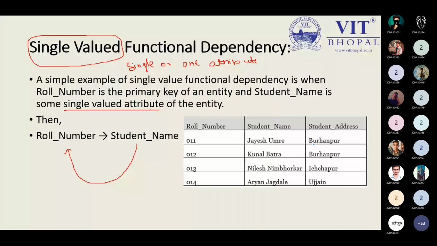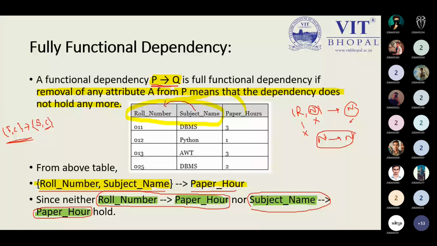Fully functional dependencies. This is a very important point we have. Fully functional dependencies. This is the point you have to understand properly right now. A functional dependency P determines Q is a fully functional dependency if the removal of any attribute A from P, from the set of attributes, means the dependency does not hold any more.